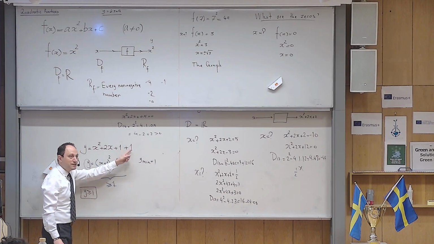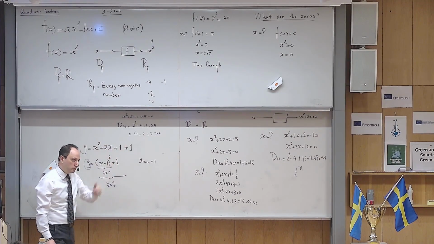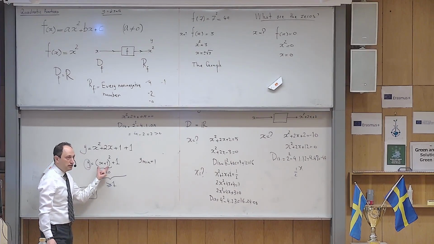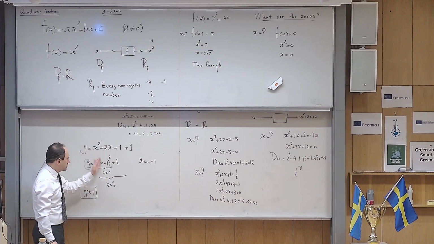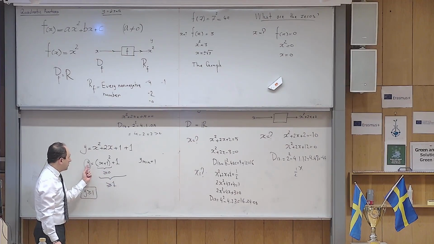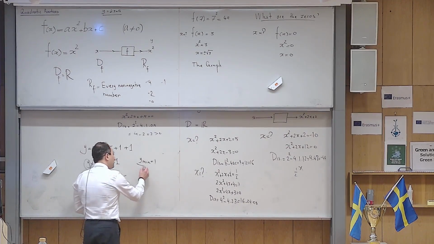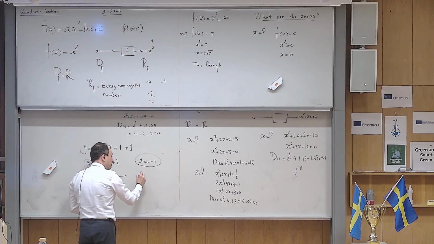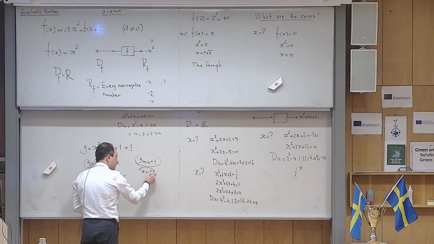In order to get my minimum, which input should I put in? Minus 1. Because if I put minus 1 here, this reaches its minimum. It means that y also achieves the minimum 1. So the minimum value is 1, but it is achieved when x is equal to minus 1.